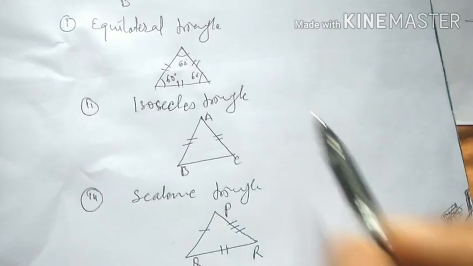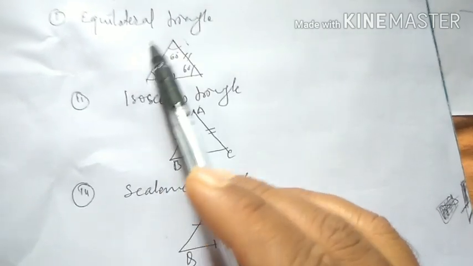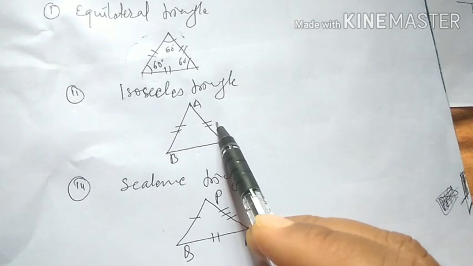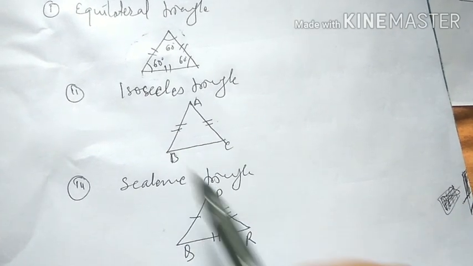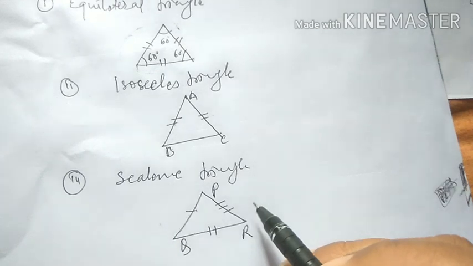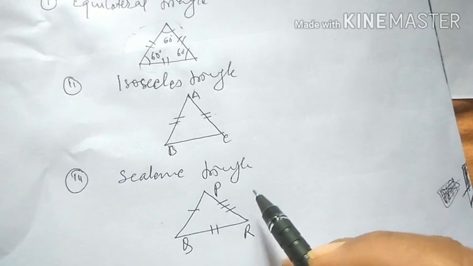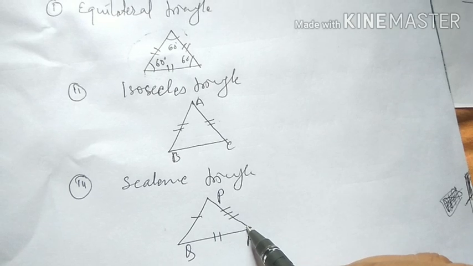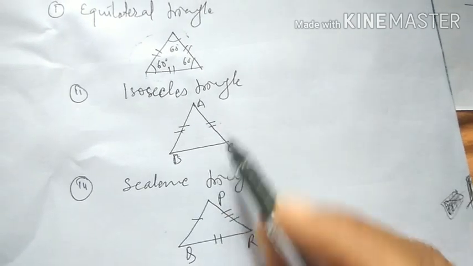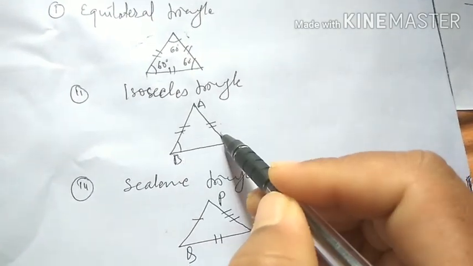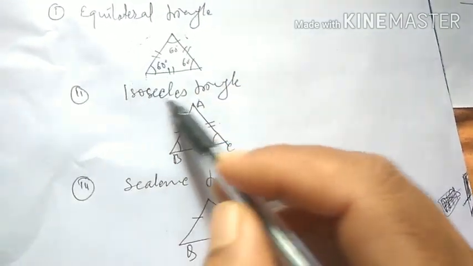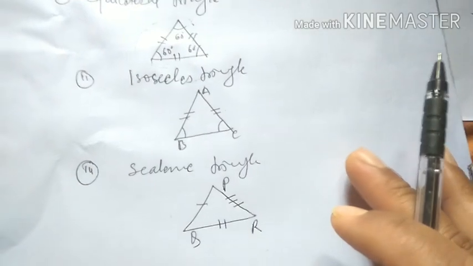And we know that if the three sides are equal, then the three angles must be equal. If two sides are equal, then two angles must be equal. And if no sides are equal, then no angles are equal. That means in a scalene triangle, all angles are different in measure. In an isosceles triangle, this angle and this angle are equal in measure. And in an equilateral triangle, all angles are equal in measure.